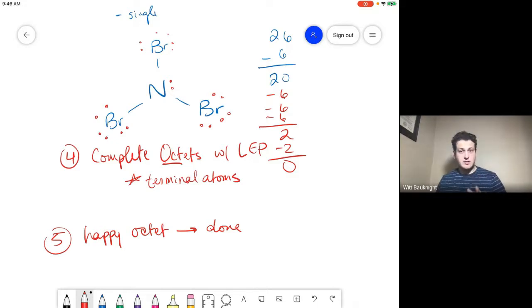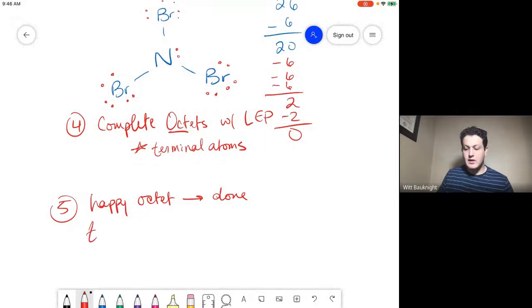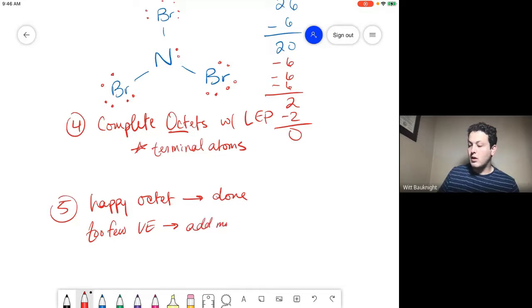But there's definitely going to be some times where you run into problems where you don't have a happy octet right off the bat. If you have too few valence electrons, what I mean is we've run out of electrons before everything has a happy full octet, that means we need to add more bonds.